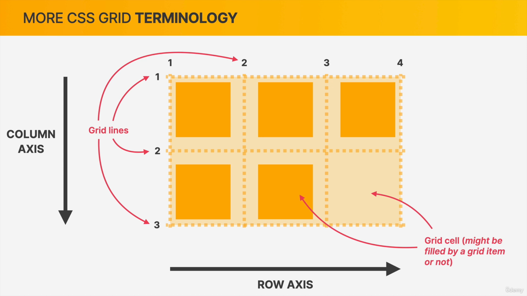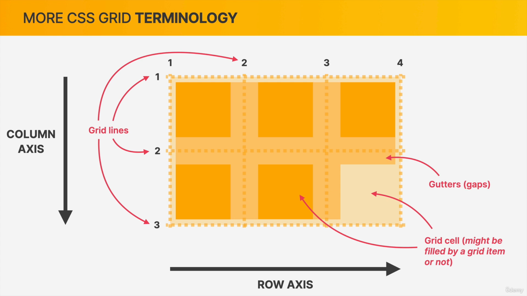Next up, as we saw in the last lecture, we can actually create spaces between the grid items, and these are then called gutters or gaps. So remember, for that we use the gap property or also the row-gap and column-gap properties. So technically, these are actually called gutters, okay?